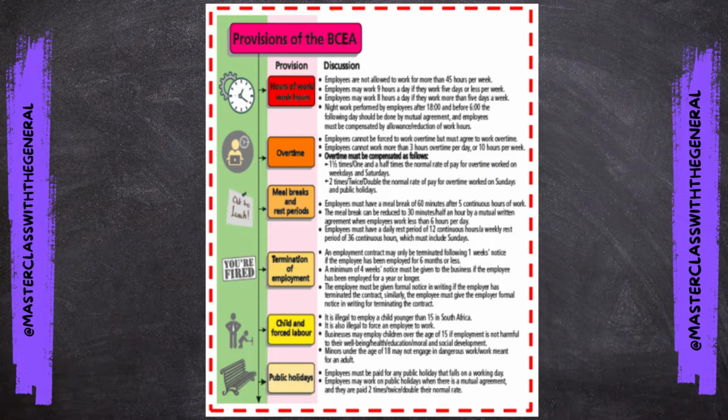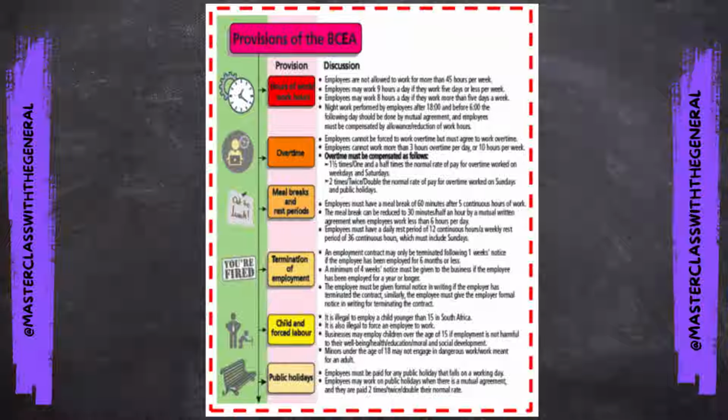So employees work 9 hours a day if they work 5 days or less per week. Employees may work 8 hours a day if they work more than 5 days a week. Night work performed by employees after 6 o'clock and before 6 o'clock in the morning, so 6 p.m. and 6 a.m. the following day, should be done by mutual agreement, which means it should not be forced down on anyone. And employees must be compensated by allowance or reduction of work hours.